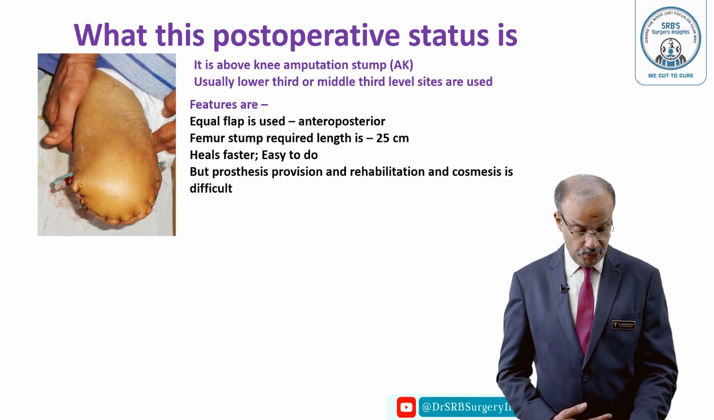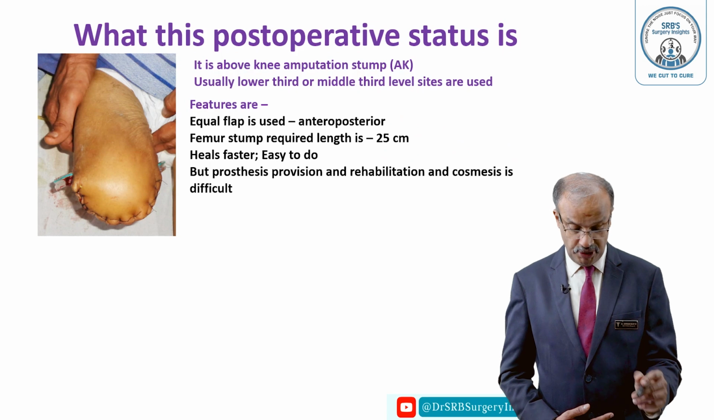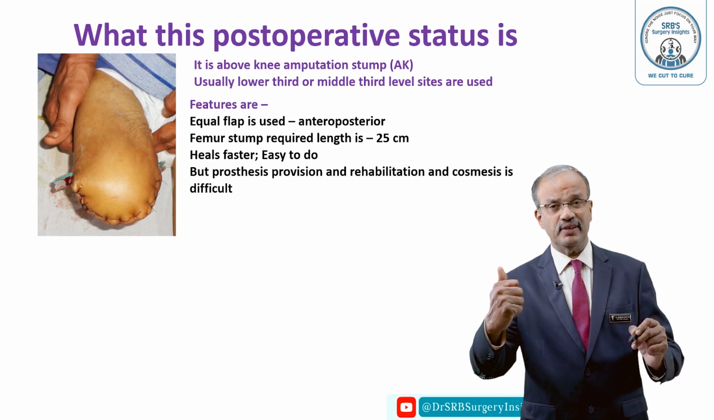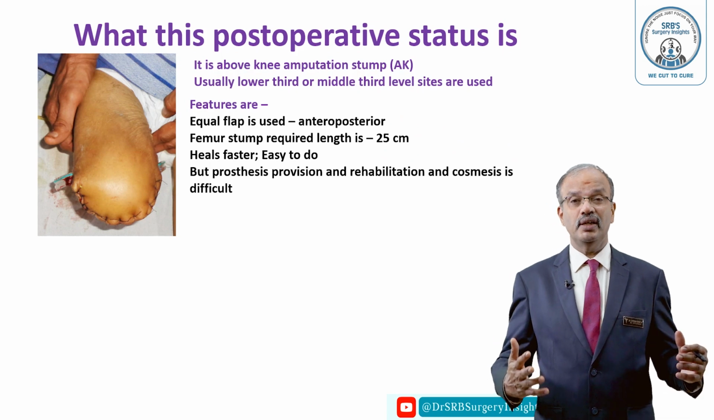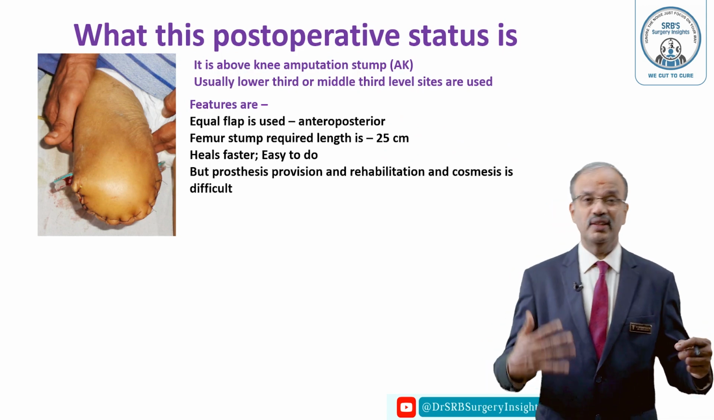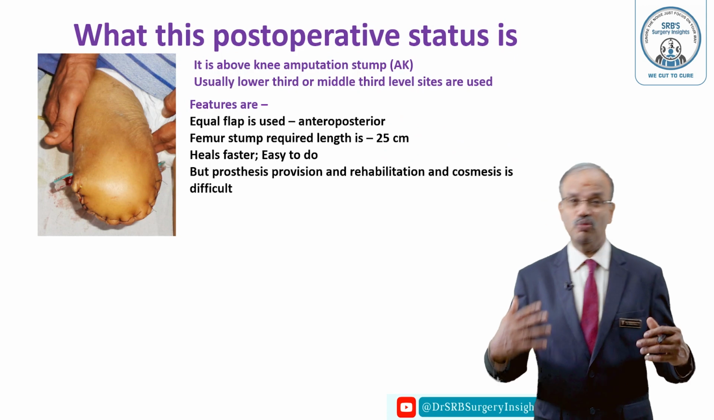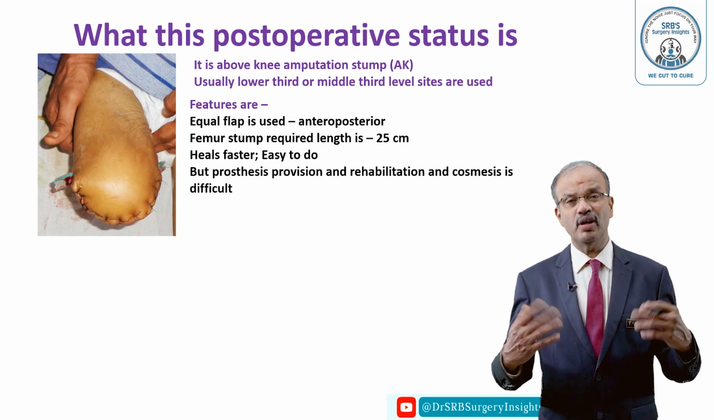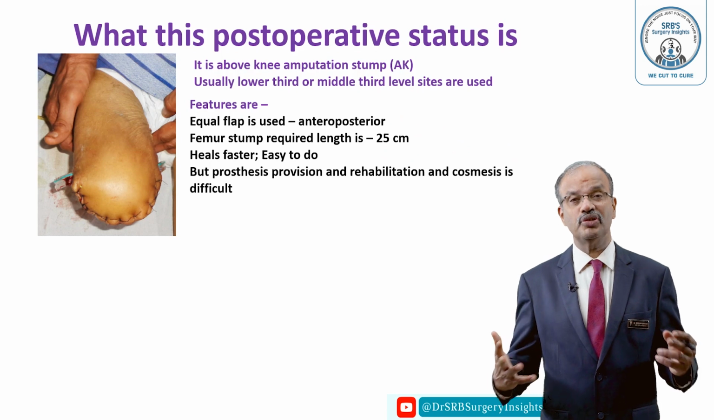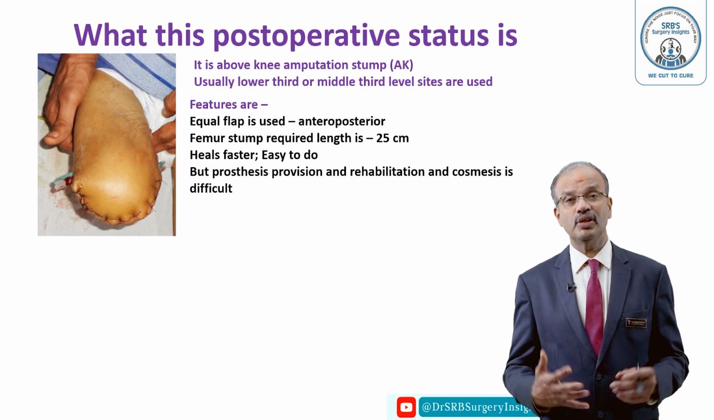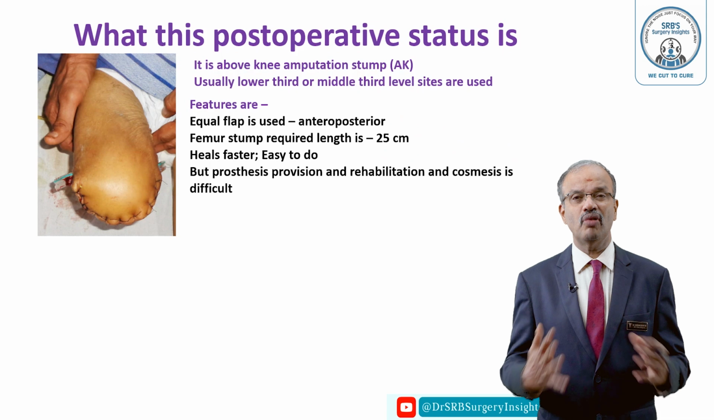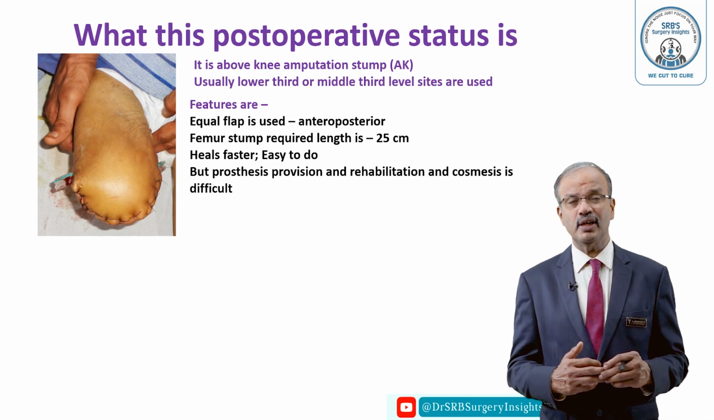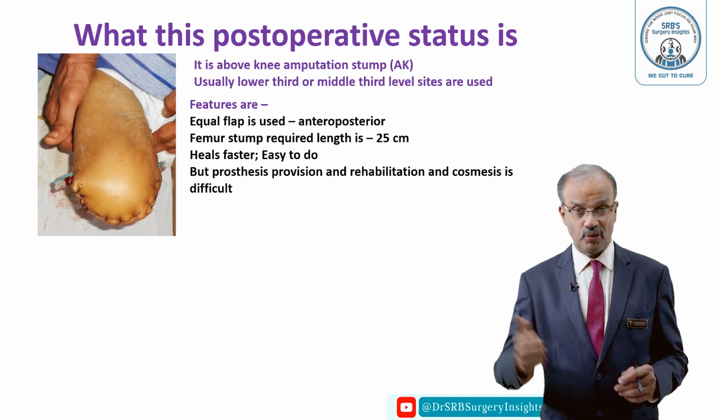Heals faster, easy to do, but prosthesis provision, rehabilitation and cosmesis are difficult here. Sometimes they need a third support also, whereas below knee they will have a proper prosthesis, they walk without any alteration, leg movements are not altered. We can't know because they walk in, and only when they remove the prosthesis will we come to know that this fellow is walking with a prosthesis. Otherwise they can have an absolutely normal gait with a below knee prosthesis. But above knee, a little limp is there. Some people need a third support like a stick.